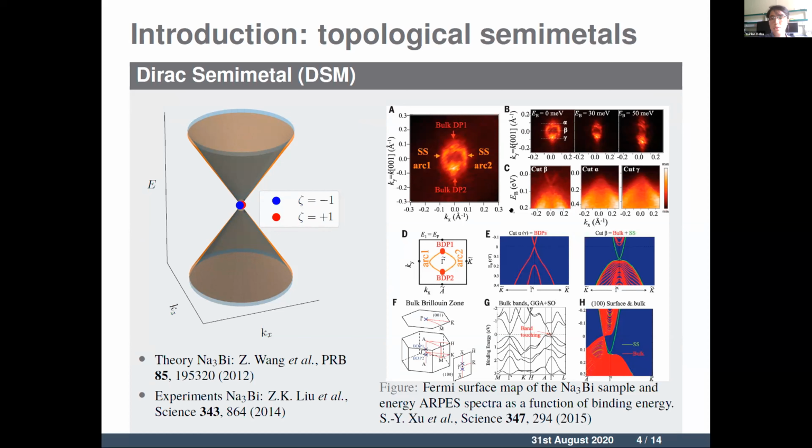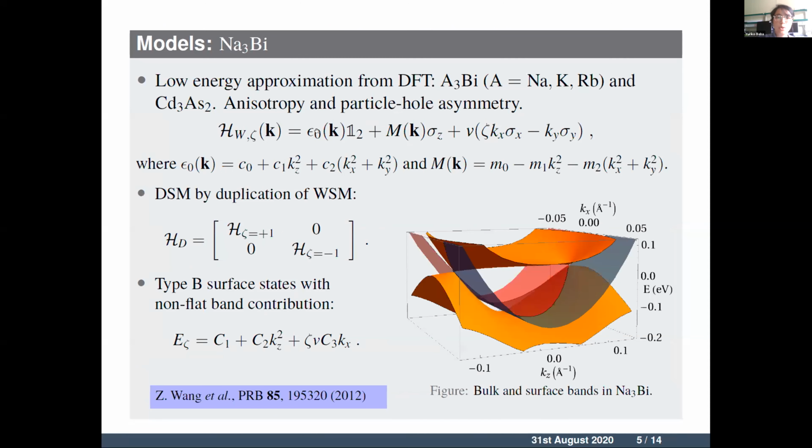Here you have some experimental and theoretical plots for sodium bismuthide. So, here you have the Hamiltonian for sodium-3 bismuthide obtained from DFT interpolations. The surface states are linearly dispersive only in X, while they are quadratic in Z. This is due to the inclusion of quadratic terms that break the particle-hole symmetry, these C terms, and the important effect arises from the rupture of this symmetry, as we will see later.